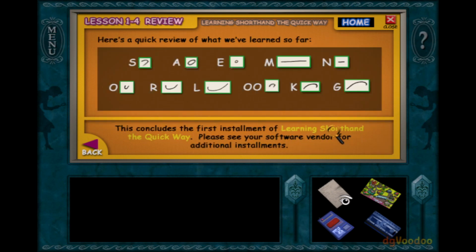Here's a quick review of what we've learned so far. S, A, E, M, N, O, R, L, U, K and G. This concludes the first installment of learning shorthand the quick way.